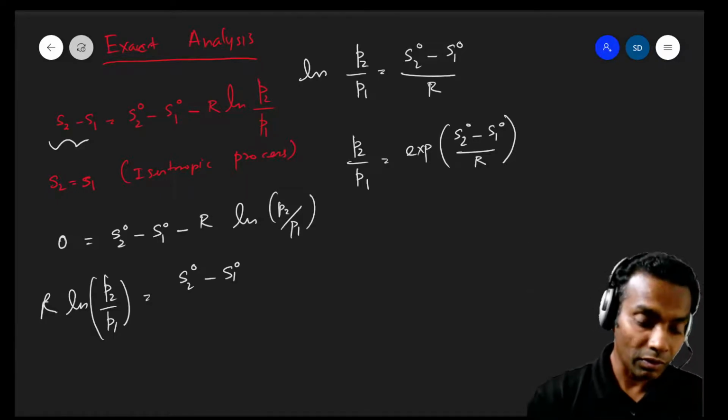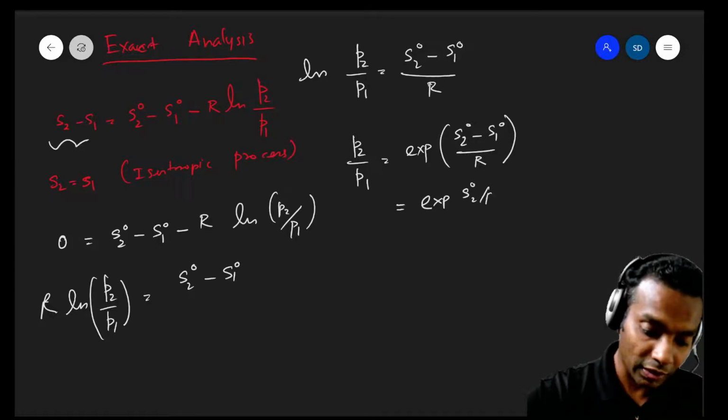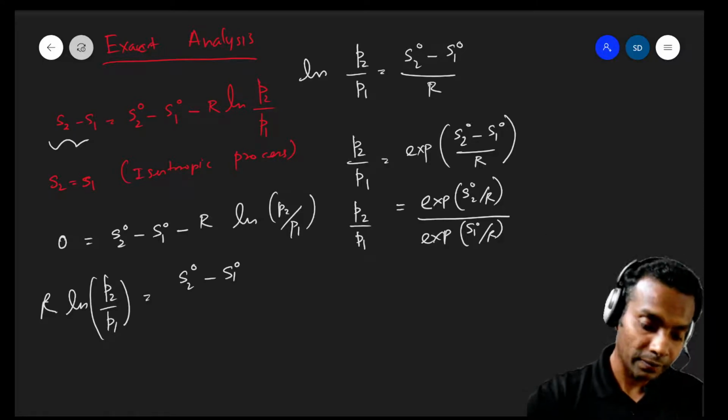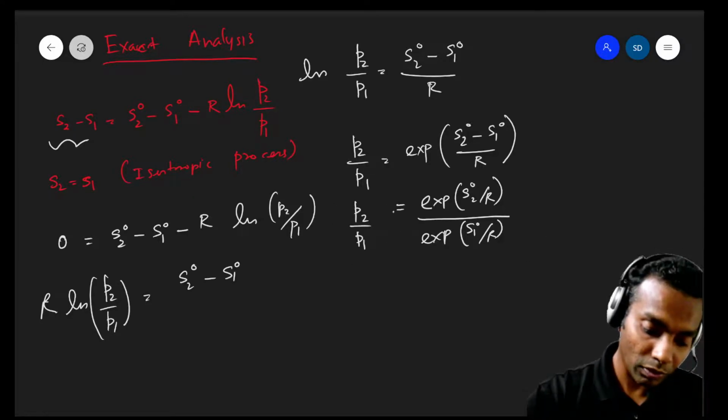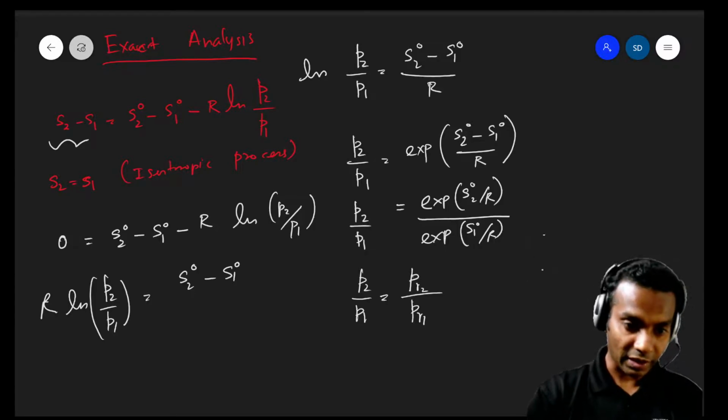Now, this can be written as exponential of S2 naught over R divided by exponential of S1 naught over R, and this is P2 over P1. P2 over P1 equals, this is called the relative pressure, that's called PR2 over PR1. Now these PR values can be found from tables, any standard ideal gas tables.